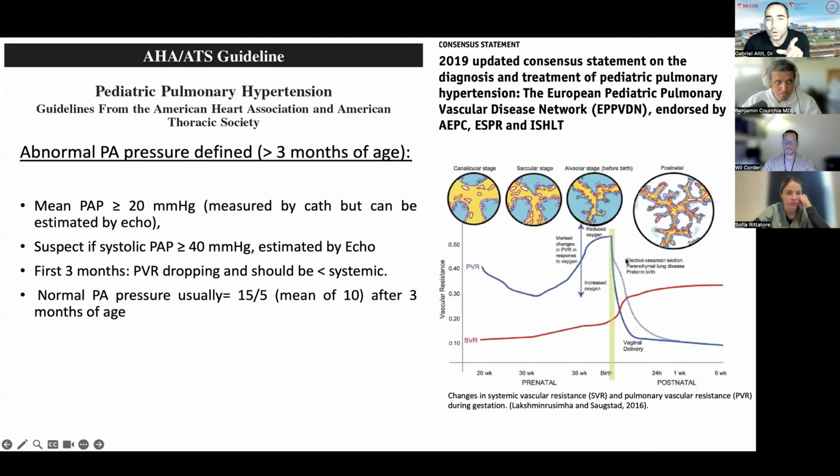Okay, so in the first 3 months of age, you get a dramatic change in your pulmonary vascular bed. You get dynamic changes in your systemic vascular resistance and in your pulmonary vascular resistance. And typically by the age of 3 months, you should get a blood pressure around 15/5, so systolic of 15, diastolic of 5, with a mean of around 10 in your pulmonary artery. But as you're doing these changes, your mean PAP may still be higher than 20 just because the pulmonary vascular bed is still relaxing. So that's one concept that's important to remember: below 3 months of age, we don't really have a number that tells us, oh, this is pulmonary hypertension.